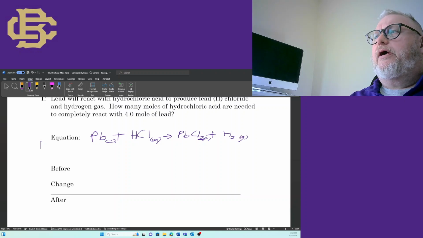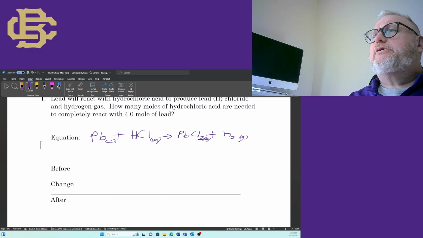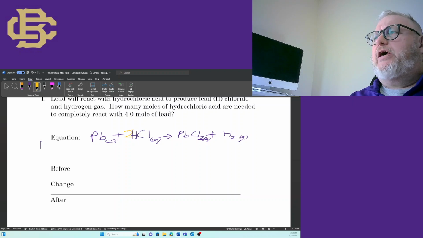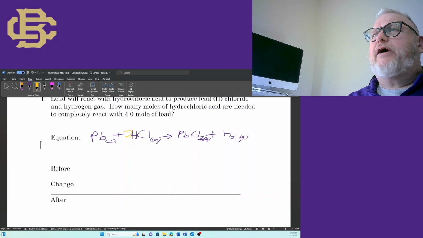It may or may not be. Let's assume that. So let's get this balanced. I've got one lead, cool. Ooh, I got 2 hydrogens, so I'm going to put a 2. Let me use a different color. Let's go with that one there. So that means I've got 2 hydrogens now. I got 2 chlorines. Hey, I've got it balanced.